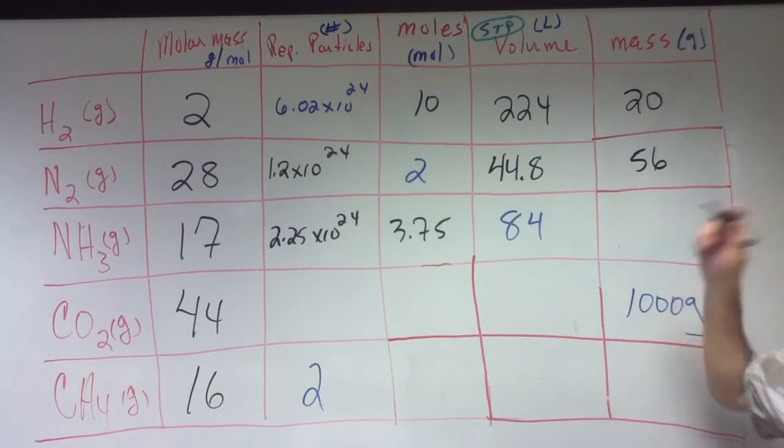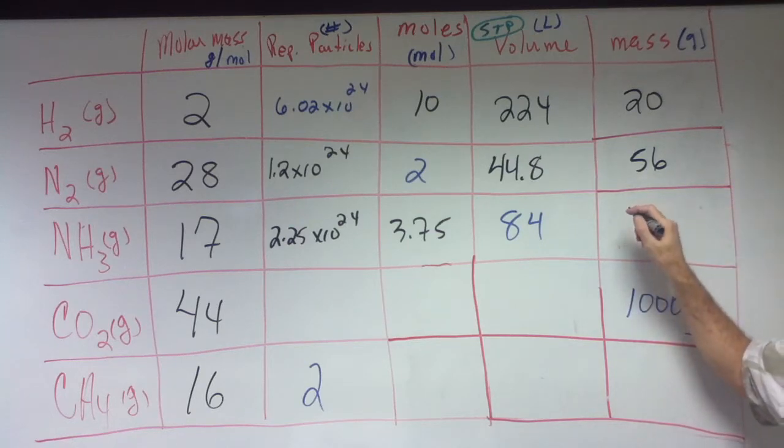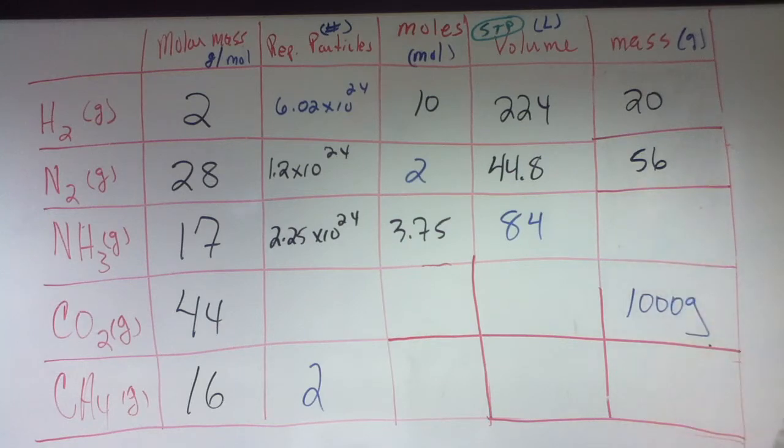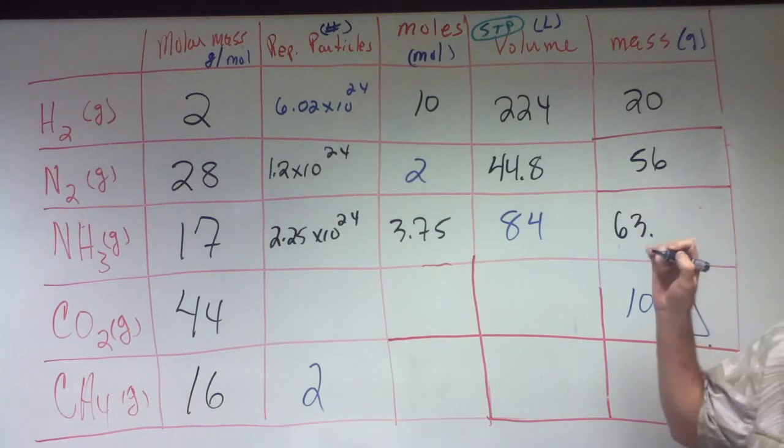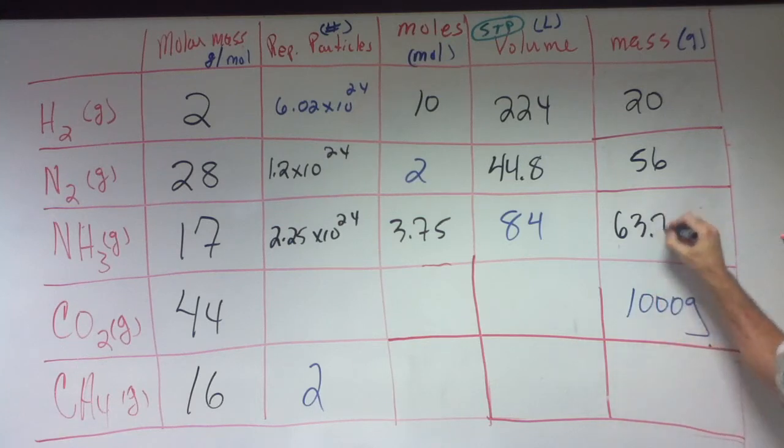So what's the answer? What do we got? 17 times 3.75 is what? 63.75. Yeah, that's right. 63.75.